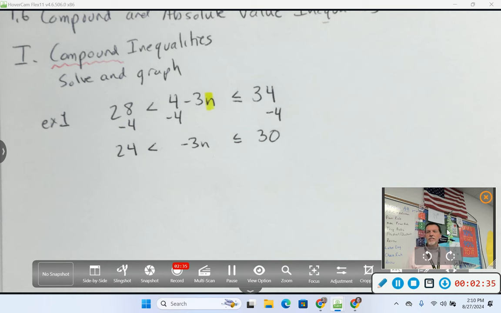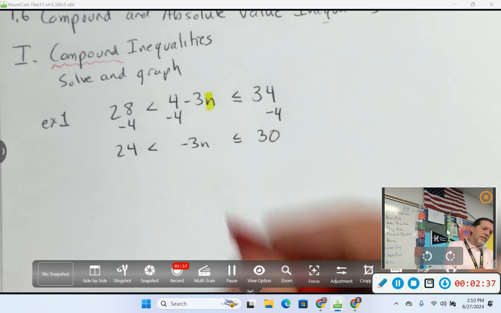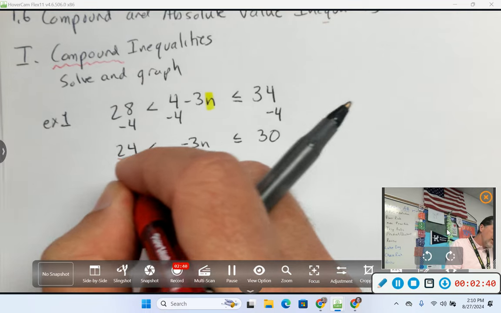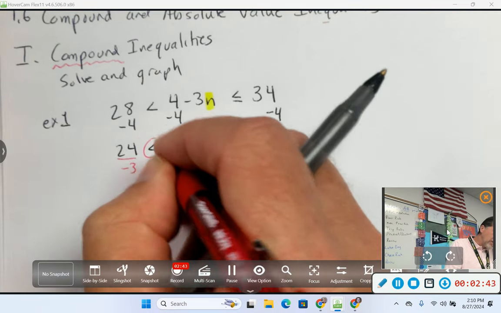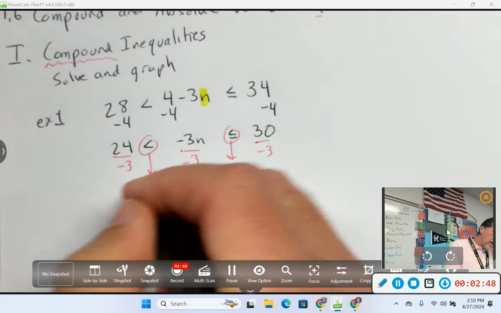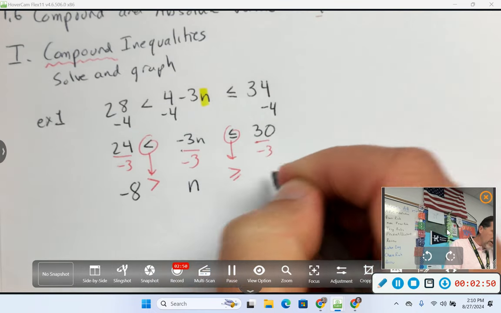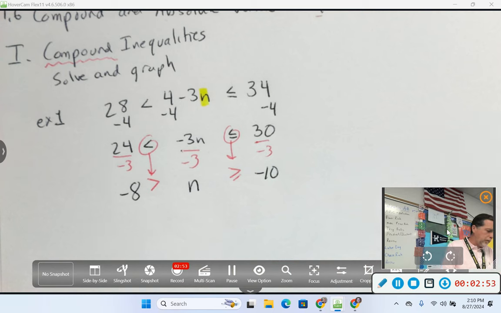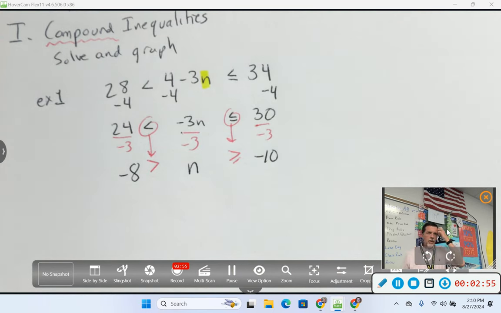What would you like to do next? Divide by negative 3, which will flip those inequalities around. So negative 8 is greater than n is greater than negative 10. Which is true, but looks weird to math teachers. This is not wrong, but math teachers don't like that. Do you know why we don't like that? Feels like it's flipped. We like the smaller numbers on the left and work our way up.